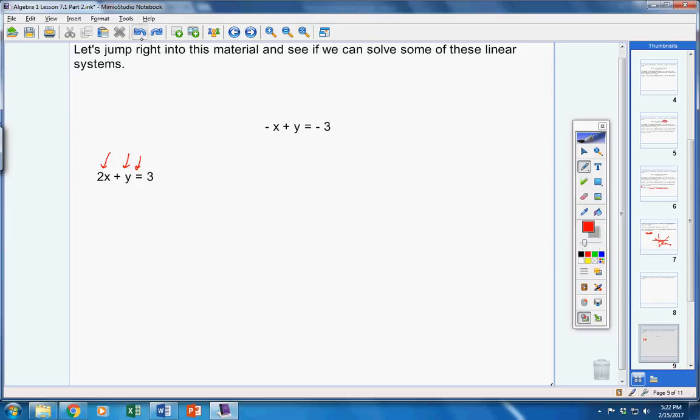But anyways, I love the double intercept method when I have x, then y, then equal sign, then a constant term. So here we go. Where the x is, I'm going to substitute a 0.